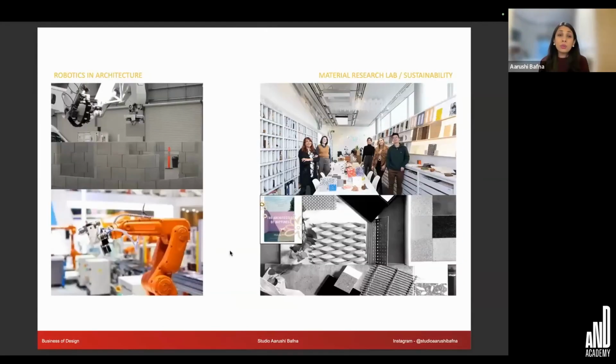You could also do robotics in architecture, which just means making a smaller portion of material using robotics or technology and selling that for bigger architecture or design projects. Okay. You could also open a material research lab for sustainability. With the current speed at which we are degrading our environment, I think that is also a very, very fun upcoming field that would pick up in a couple of years from now.